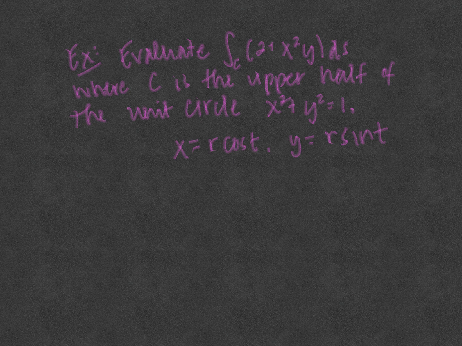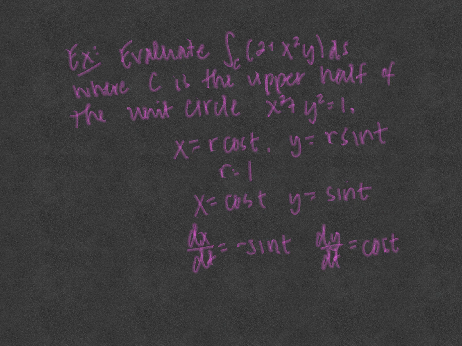Anytime you're looking at a circle, you're going to go ahead and use those. The radius of that circle is 1, so we're going to use x equals cosine of t and y equals sine of t. That means for our formula, we need dx over dt equals negative sine of t, and dy over dt equals cosine of t.